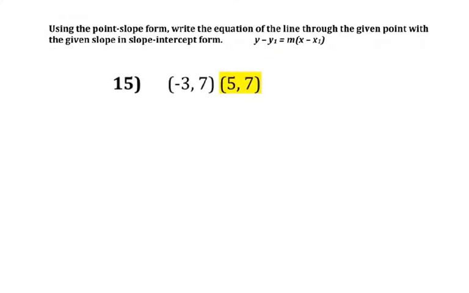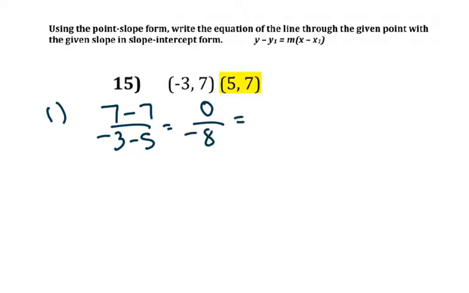Okay, the next one, we've got these 2 points. So here again, we have to figure out the slope. So number 1, find the slope. That's your first thing. Make sure you have a slope. So y minus y over x minus x. 7 minus 7 is 0. Negative 3 minus 5 is negative 8.